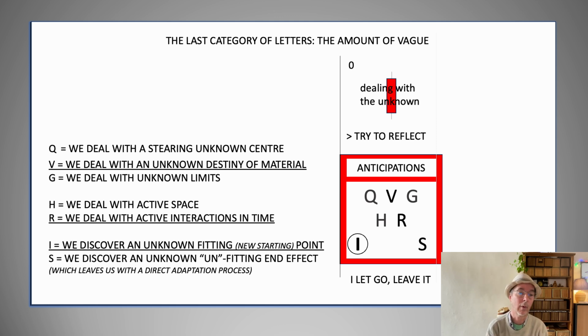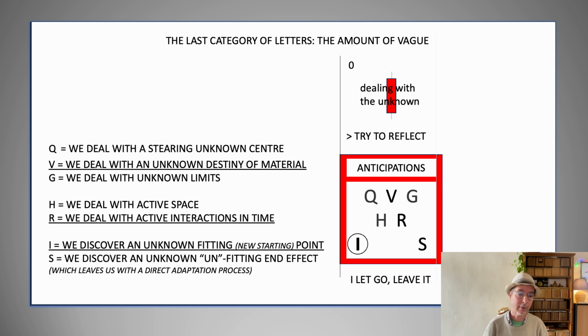In Q, what do we deal with there? We deal with a steering unknown center. With the V, we deal with an unknown destiny of material. With the G, we deal with unknown limits. With H, in between it all, that's the function of how all these slightly unknown realities work. The H part is all of what is active in space, and the R is all that is active or interactive in time. Basically, that's what you need to remember.